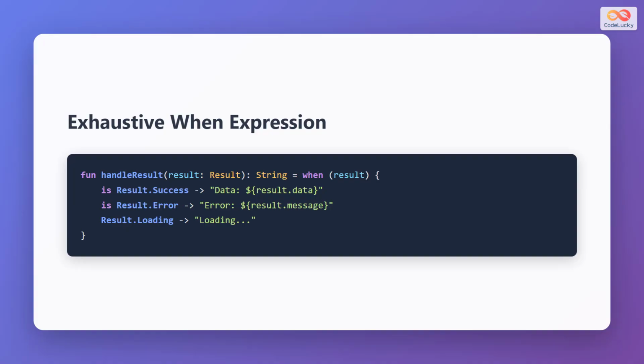Here's how to write an exhaustive when expression with sealed classes. The function handleResult takes a Result parameter and returns a string. The when expression checks each subclass using the is operator. For Success, we access the data property and return it with a label. For Error, we access the message property. For Loading, we return a loading message. Notice there's no else branch needed because all possible cases are covered.